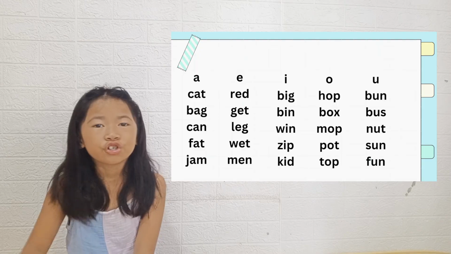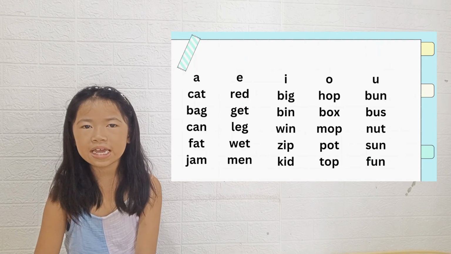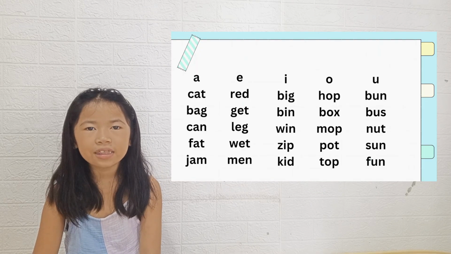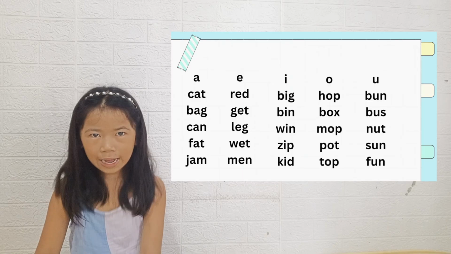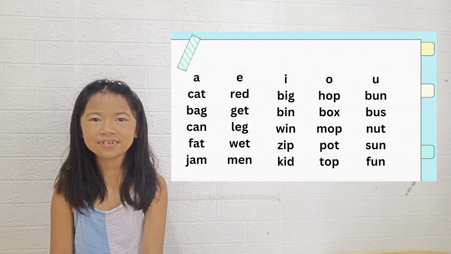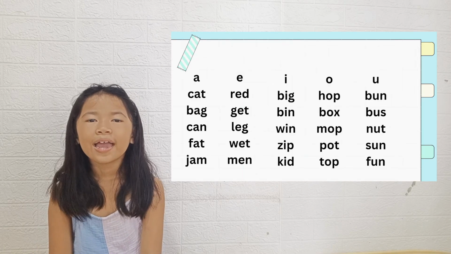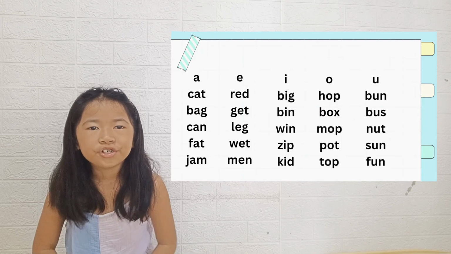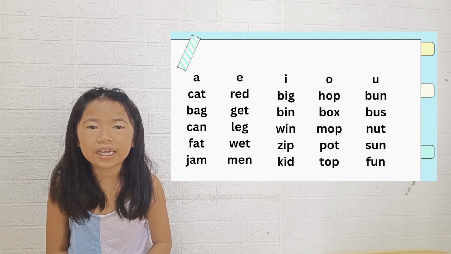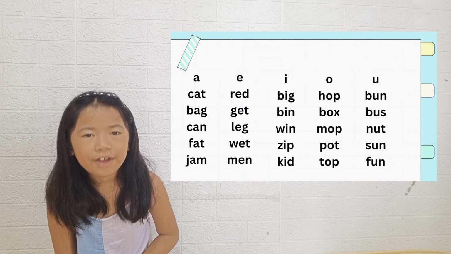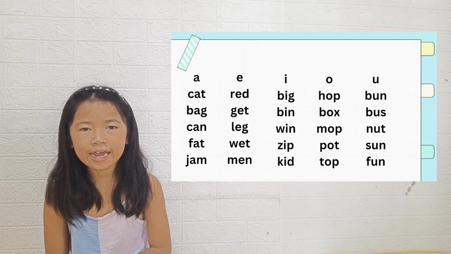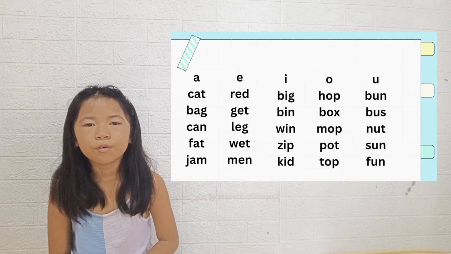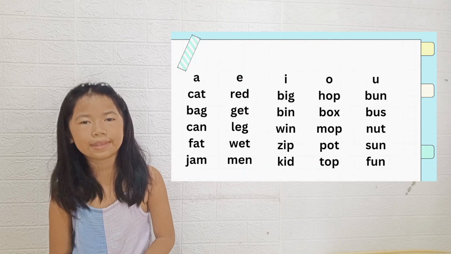Now let us try to read the words below with middle short vowel sounds. Short vowel sounds A. Cat, bag, can, fat, and drum. Short vowel sounds E. Red, get, leg, wet, man.